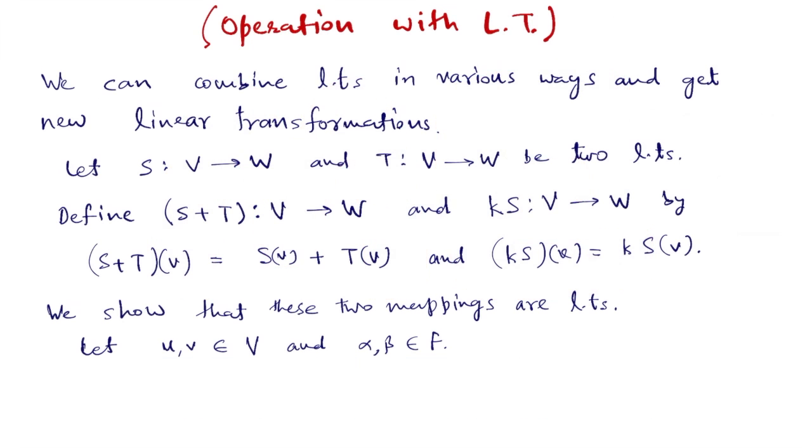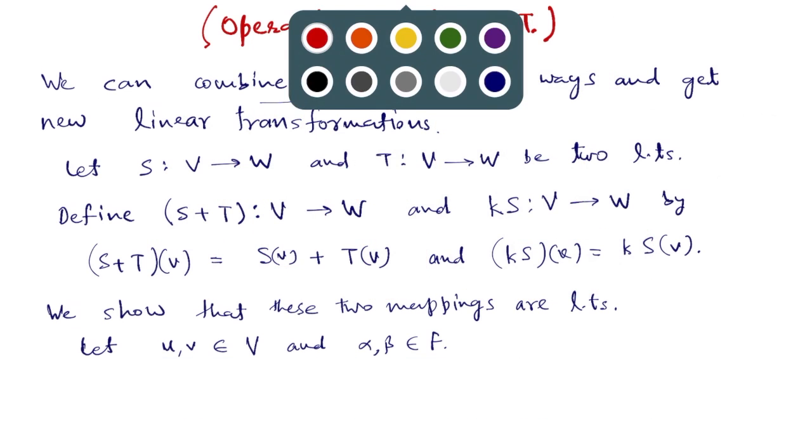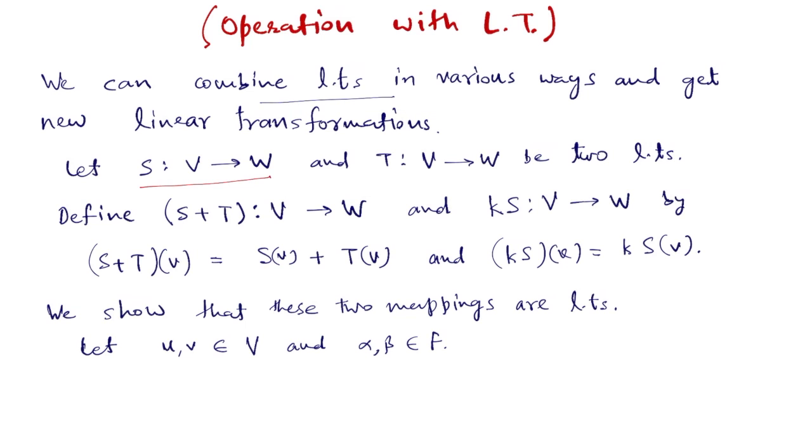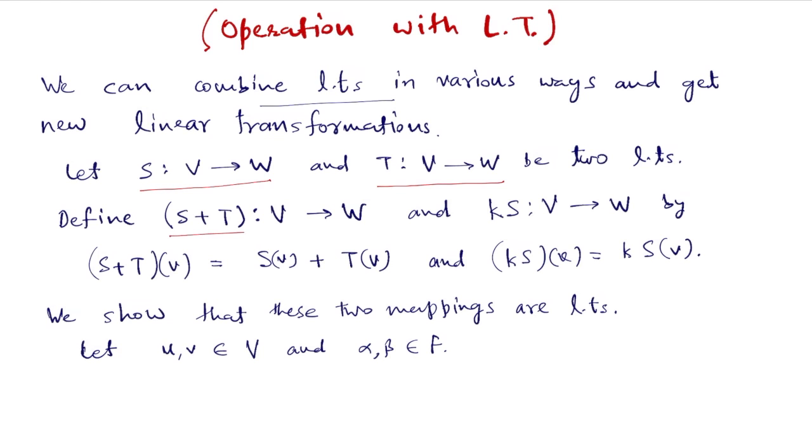In this video, we shall learn how to combine two linear transformations to get a new linear transformation. So let S be a transformation from V to W and T another transformation from V to W. We define their addition as follows. Define S plus T from V to W by (S plus T) of v to be equal to S of v plus T of v.